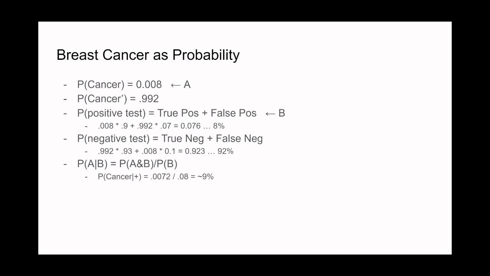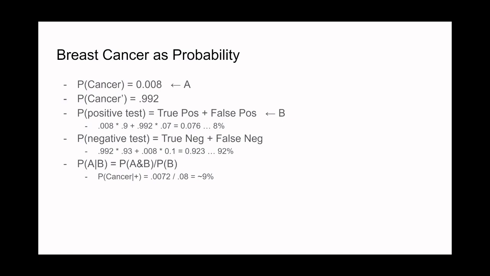What we have to figure out is, okay, what is the probability of a positive test to begin with? And then what's the probability of a negative test to begin with? So for the positive test, we want all the true positives and all the false positives. So people who have the disease and test positive, and people who don't have the disease but also test positive. To get those numbers, we're going to take the prevalence of the disease, which again is 0.008.